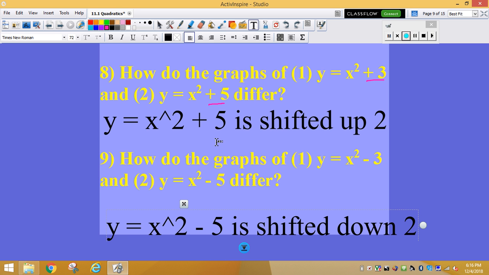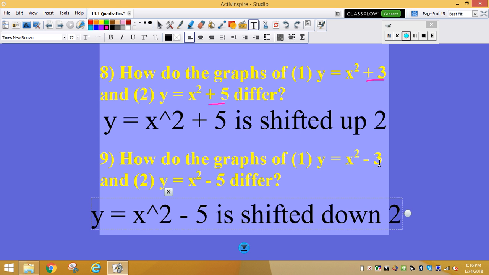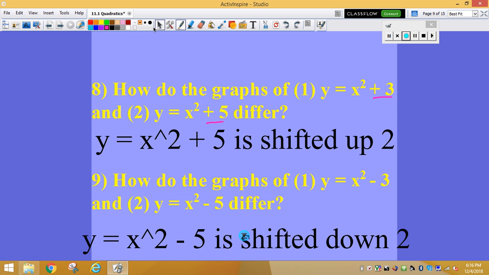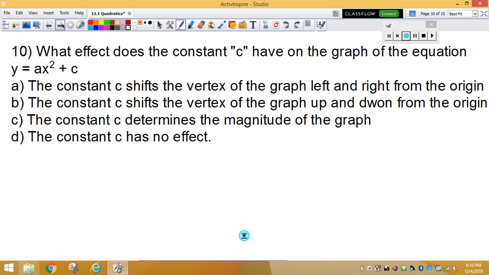Okay, again, how did I get that it shifted down 2? Well, I was at -3. Let me show you a little picture of this. If I'm at -3 here, and I go down to -5, that means I'm going down 2. All right, so what does changing C do? Again, it's going to shift it up or down.